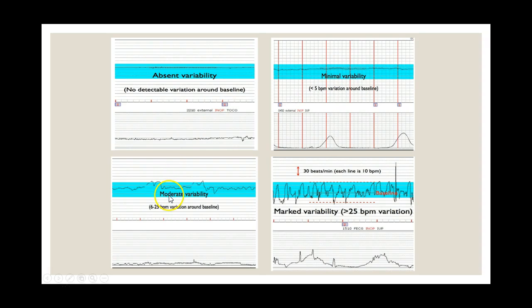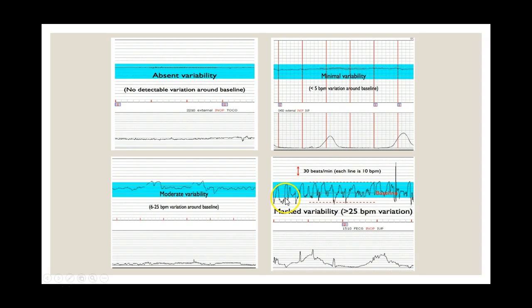With moderate variability, we can go anywhere from 6 to 25 beats above or below the baseline. So take a look at this little dotted section right here. Here's our baseline. I can't even see a number on there, but it looks like it's about 150-ish. And you can see we have this fluctuation up, down, little up, goes up here, comes down some. So we just have this fluctuation in the heart rate where it goes up and down, and this is moderate because it's somewhere between 6 to 25 beats above or below that baseline.